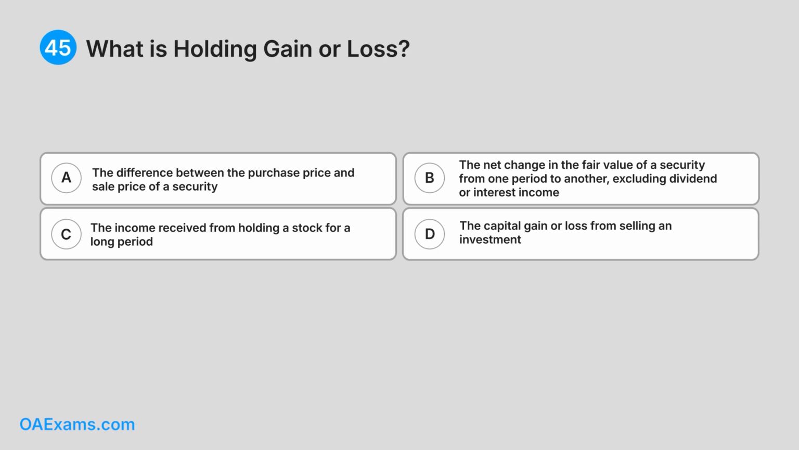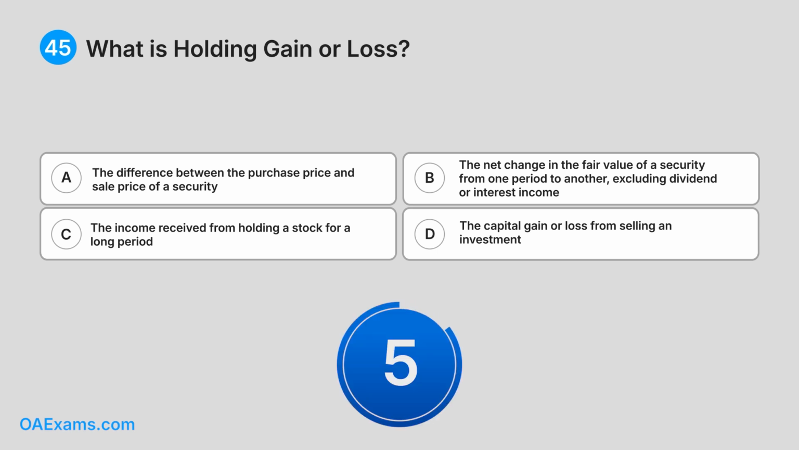45. What is holding gain or loss? A. The difference between the purchase price and sale price of a security. B. The net change in the fair value of a security from one period to another, excluding dividend or interest income. C. The income received from holding a stock for a long period. D. The capital gain or loss from selling an investment. Can you guess the answer?